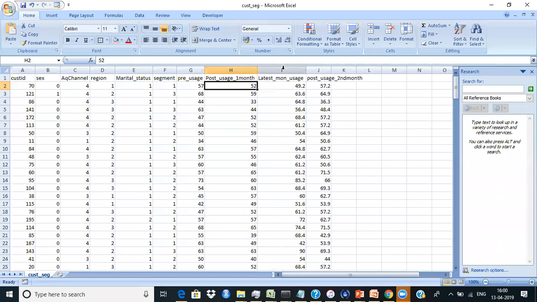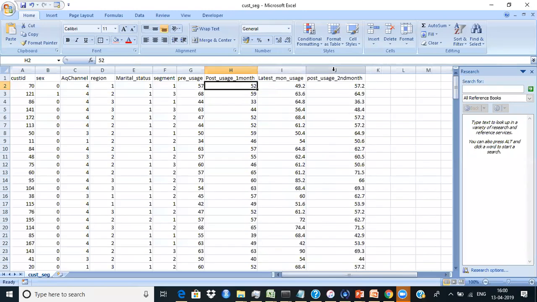Latest month usage is usage as of last month. Remember, this campaign was conducted 1 year before. So this is usage as of last month. Post usage second month means usage 2 months after the campaign. Make sense?